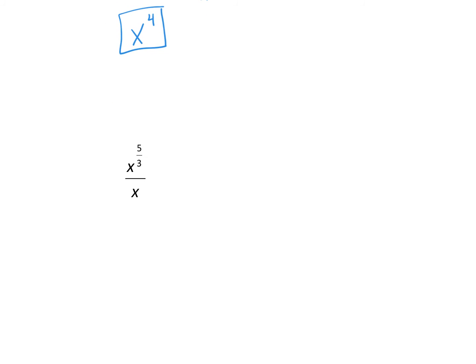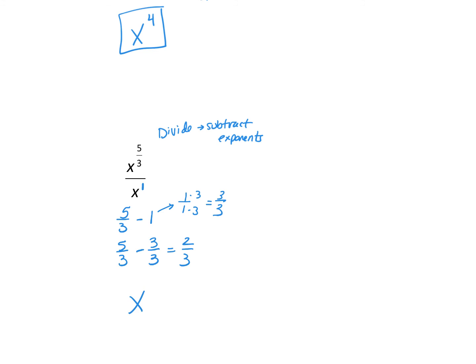Right now we're dividing, and this looks a little funny, but remember this x on the bottom has a 1. So when we divide, we subtract our exponents. So I'm going to have 5/3 minus 1, which is the same as 5/3 minus 3 over 3, because again, this would be like 1 over 1. I want to get the common denominator, so it would be 3 over 3. So my final answer would be x to the 2/3.